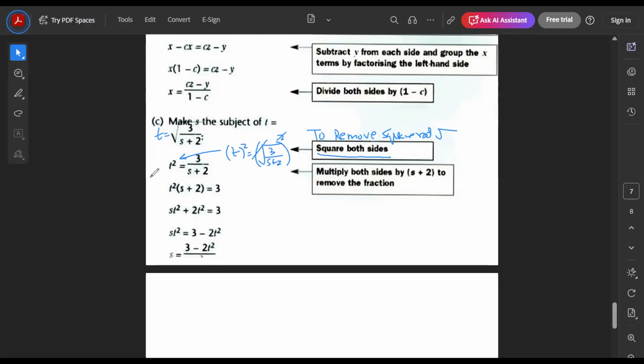S plus 2 goes on the left and multiplies. Then here we have opened up our bracket. After opening up the bracket, as we need to make s the subject, s is on my left side, t square on the right, and then 3 minus 2t square over t square. And this is eventually our answer.